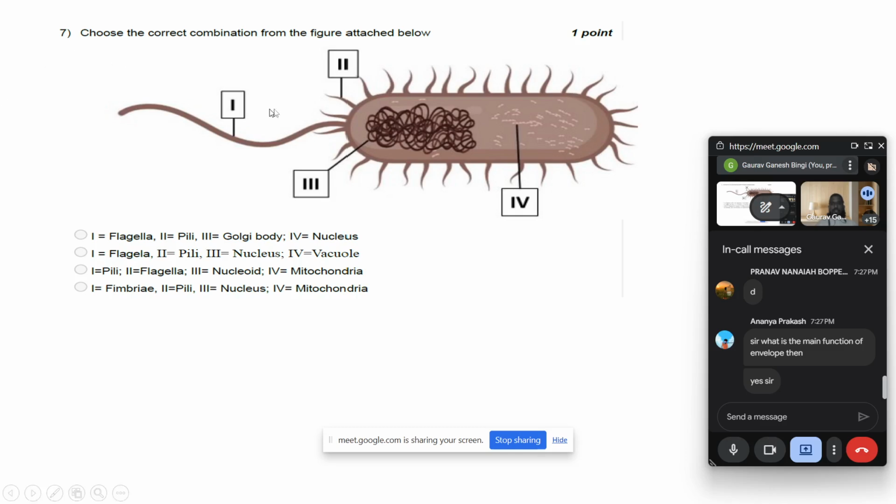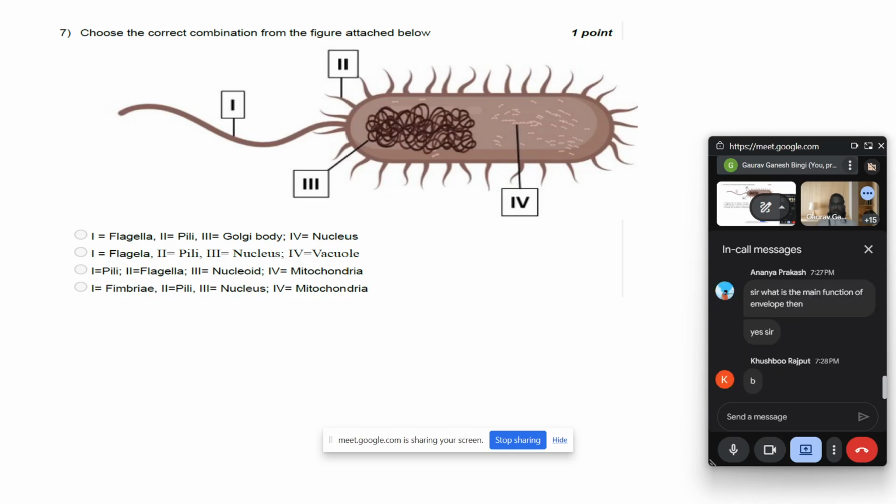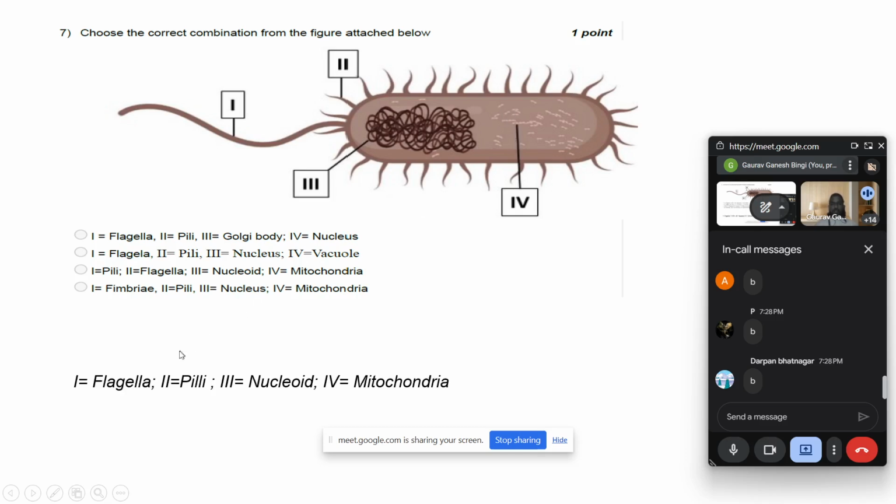Then you just have to label this specific thing. What might this and this be in terms of a bacterium? So people are saying it's B. One is flagella, second is pili, third is nucleus, fourth is vacuole. Actually, this diagram is a bit confusing. The answer which they have provided is mitochondria, though, the third one. Although this doesn't look like mitochondria here, it is the nucleoid itself. I just read the B option, basically.